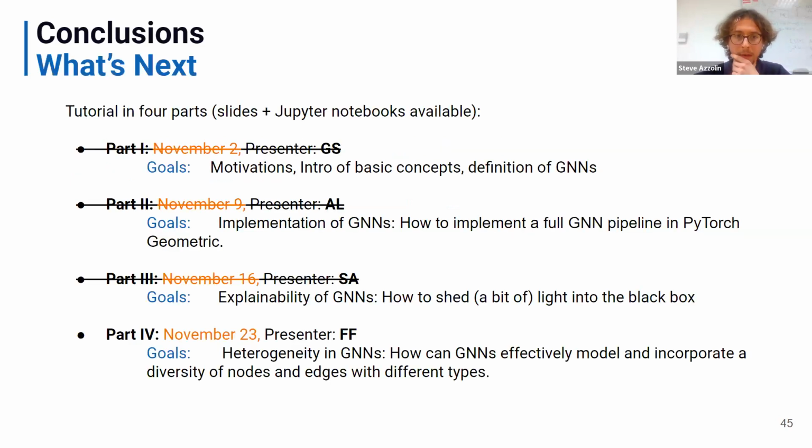So this presentation is over. Let me give you a very brief hint of the next session, which will also be the last one of our series. We'll be talking about heterogeneity in graph neural networks, which means how to model and how to learn to incorporate the diversity of different edges into our graph neural network. So not all edges are created equal, let's say.